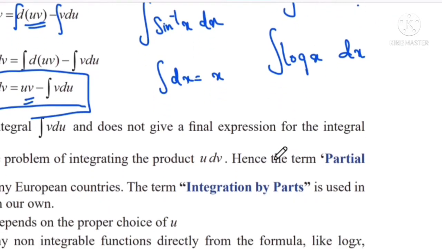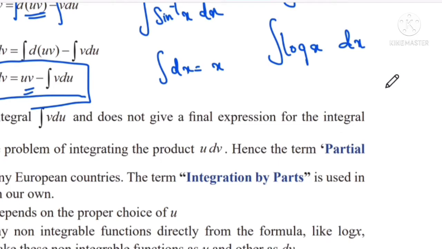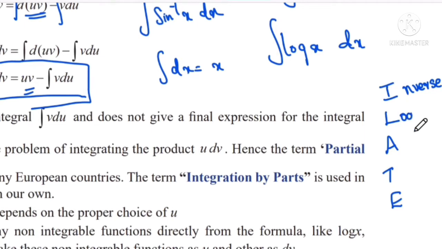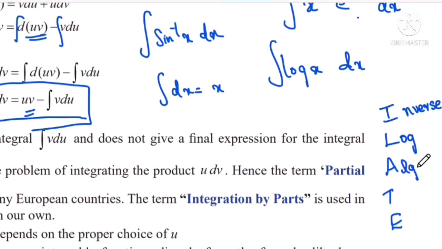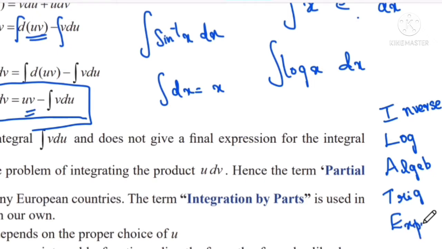Which function to choose as u, you can follow a rule or a hierarchy like this: ILATE. I stands for inverse. If there is an inverse function in the question, take that as u. L stands for log. If there is a logarithmic function, you can choose that as u. A is algebraic function, T stands for trigonometry, and E stands for exponential.